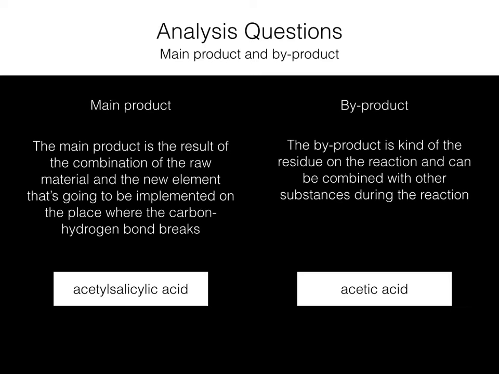Analysis question. Main products and byproducts. The main product is the result of the combination of the raw material and the new element that's going to be implemented in the place where the carbon-hydrogen bond breaks. And in this case, it was the salicylic acid. And the byproduct is kind of the residue of the reaction and can be combined with other substances during the reaction that are not necessarily taking place in that reaction, and in this case it was the acetic acid.